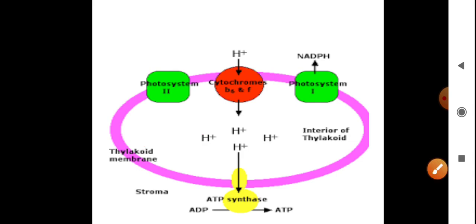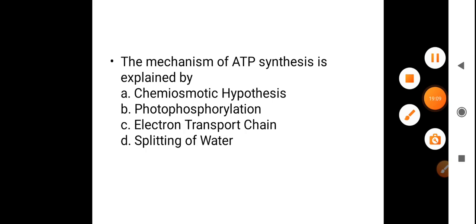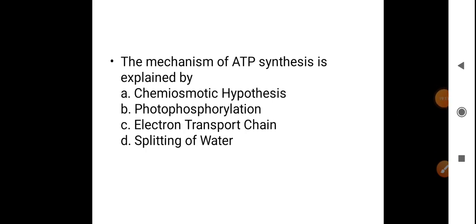Now we will discuss some MCQs based upon this topic. First, the mechanism of ATP synthesis is explained by: chemiosmotic hypothesis, photophosphorylation, electron transport chain, or splitting of water. As we know, the electron transport chain is only for the transfer of electrons, and splitting of water is for the creation of the ionic gradient. So the answer is the chemiosmotic hypothesis.